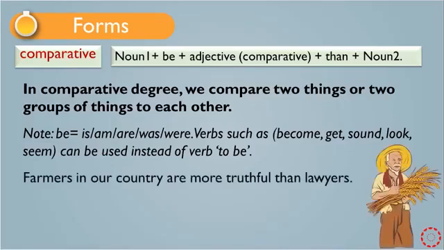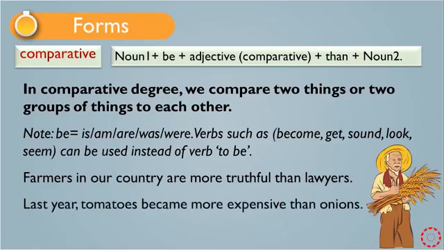Okay. More examples. Farmers in our country. We compare farmers in our country to the lawyers. Farmers in our country are. Why we use it are? Because farmers, it is plural. More truthful than lawyers. Okay. Why we use it more, not er? Because it is more than two syllables. More than 2 syllables.